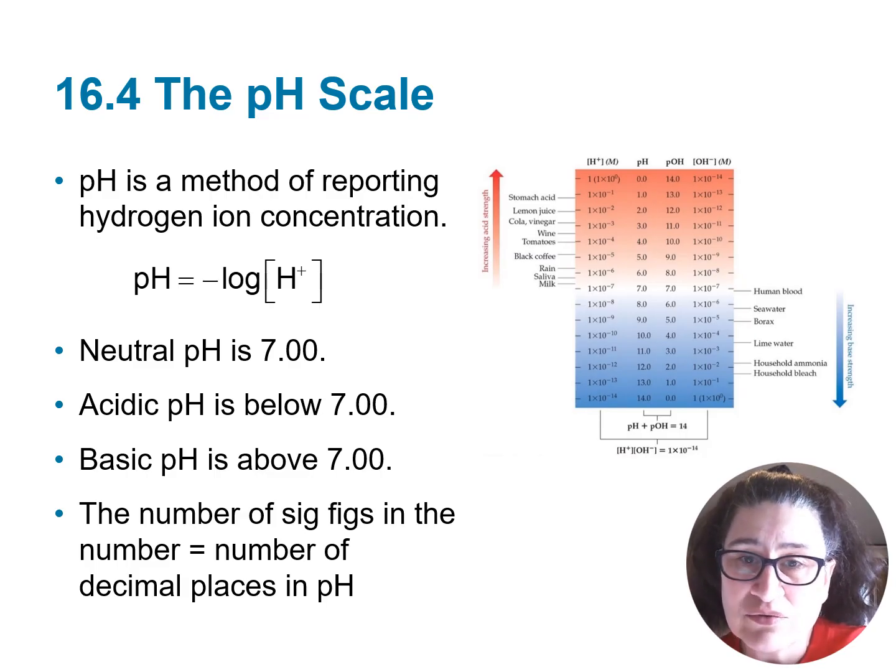Now the sig fig rules for pHs are different than what we've had before. If we look at the number of sig figs in our H plus concentration, that's going to tell us the number of decimal places that we have in our pH.